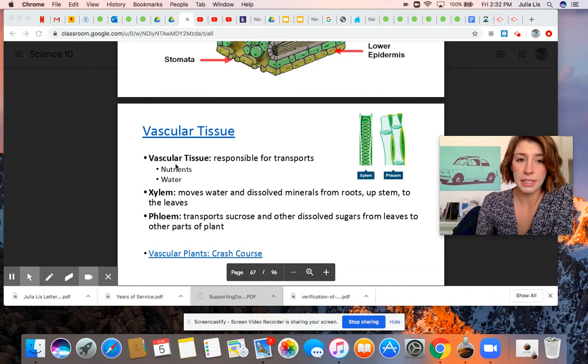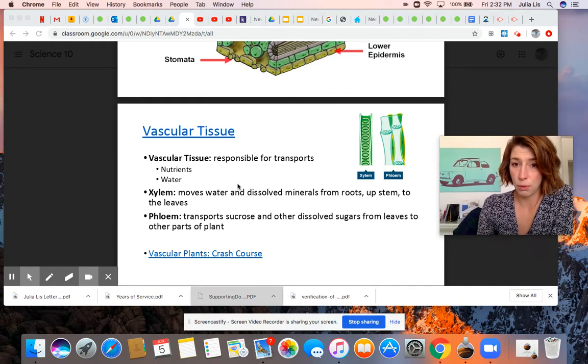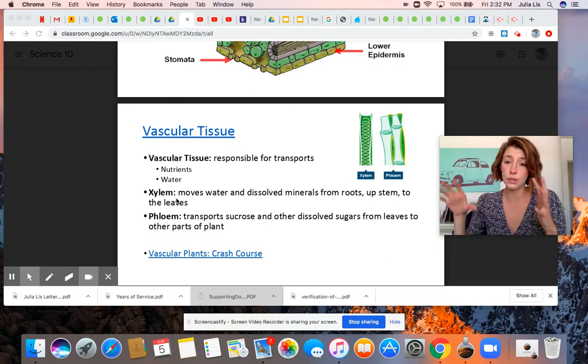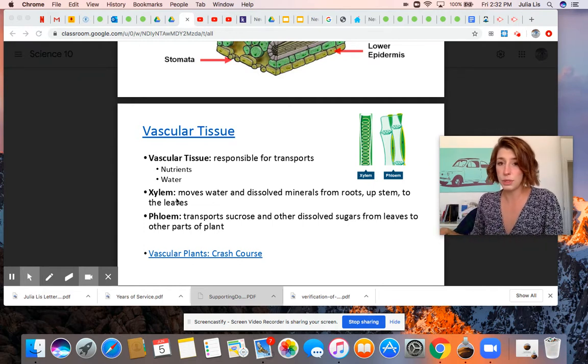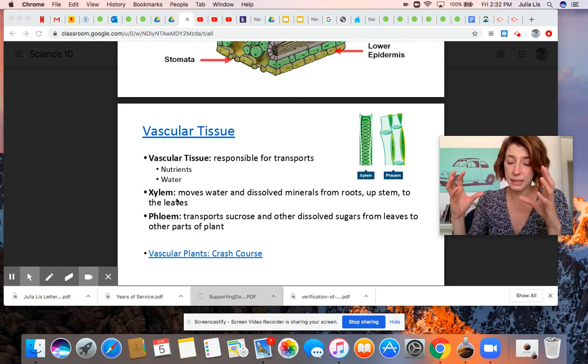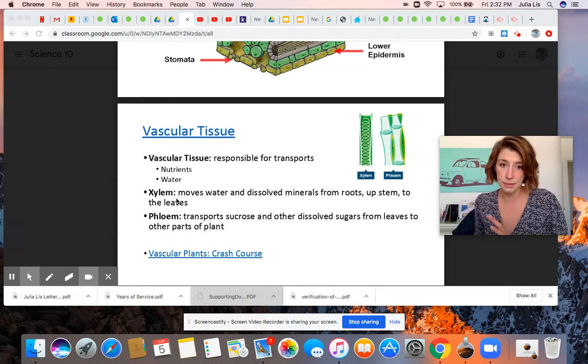Our vascular tissue here, as we saw in a couple of videos, is responsible for the transport of substances. Xylem moves water from the roots up to the leaves so photosynthesis can take place. Phloem, and this would be a trick question on an exam, actually takes sugars not from the roots up, but takes the sugars that are made in the leaves and transports that sugar throughout the plant.